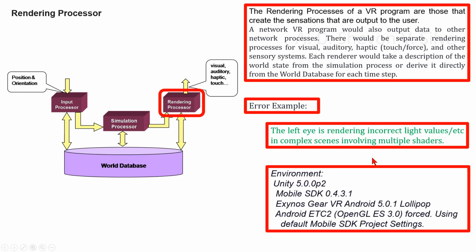As an error example, we can consider this. The left eye is rendering incorrect light values, etc. in complex scenes involving multiple shaders. This is where the problem occurs. The error happened here, in environment Unity 5.0.0 P2, mobile SDK 0.4.3.1, Exynos Gear VR, Android 5.0.1 Lollipop, Android ETC2, OpenGL ES 3.0 forced, using default mobile SDK project settings.